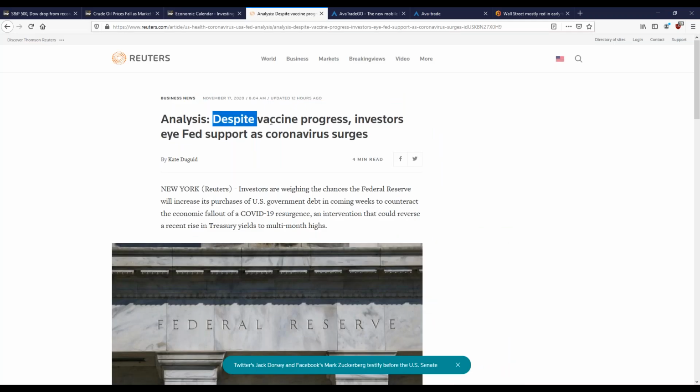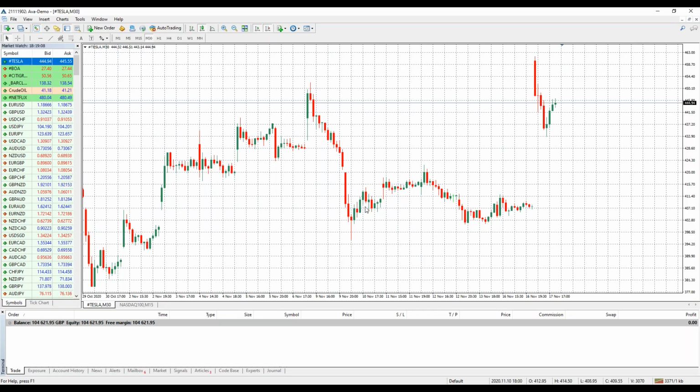And so this is another headline: despite vaccine progress, investors eye Fed support as coronavirus surges. So the US is talking about more fiscal stimulus, and that could help the markets in general and specifically US markets recover potentially. And so yeah, that's it in a nutshell for the fundamentals. Let's get on the charts. Let's see what's going on.